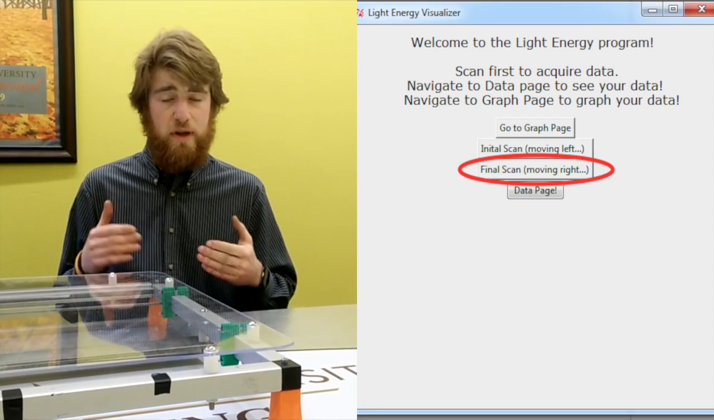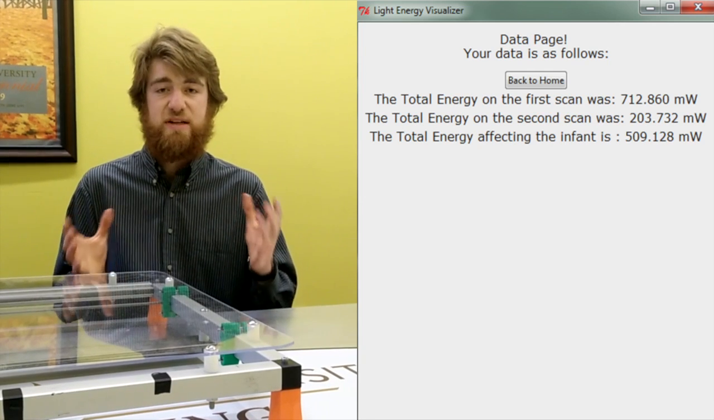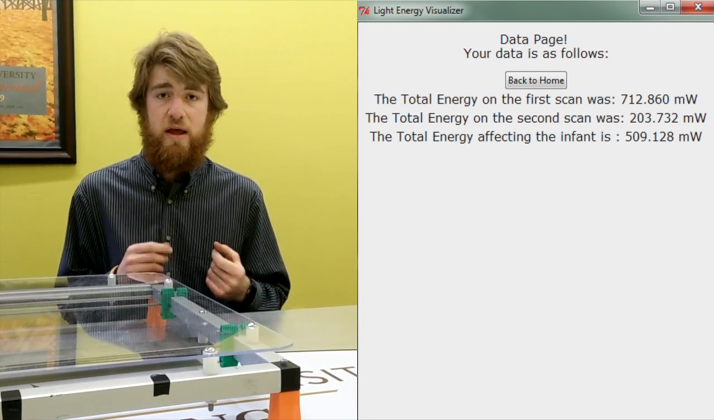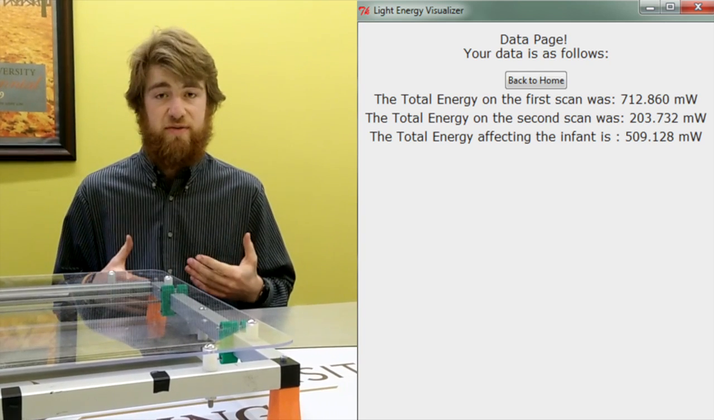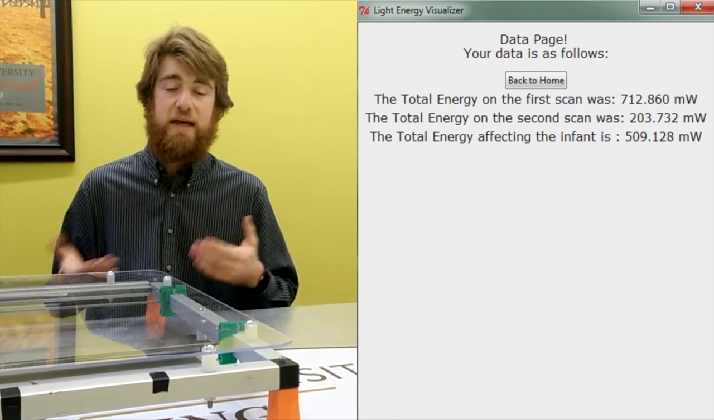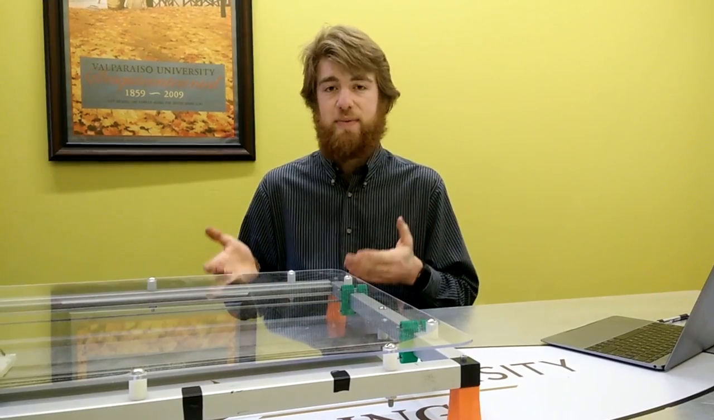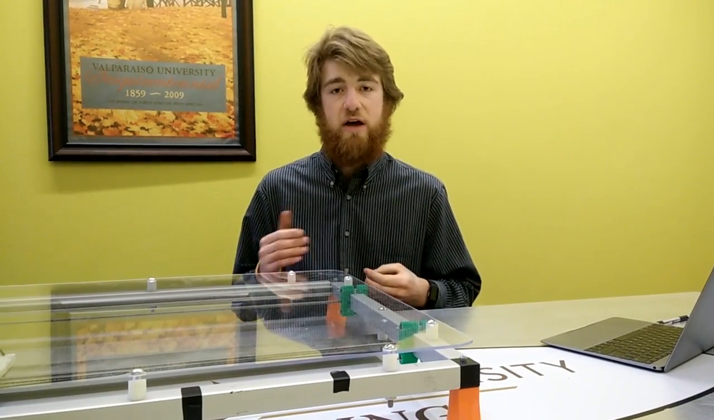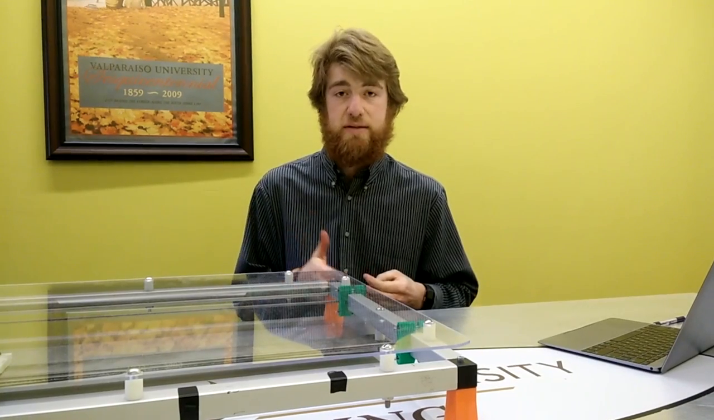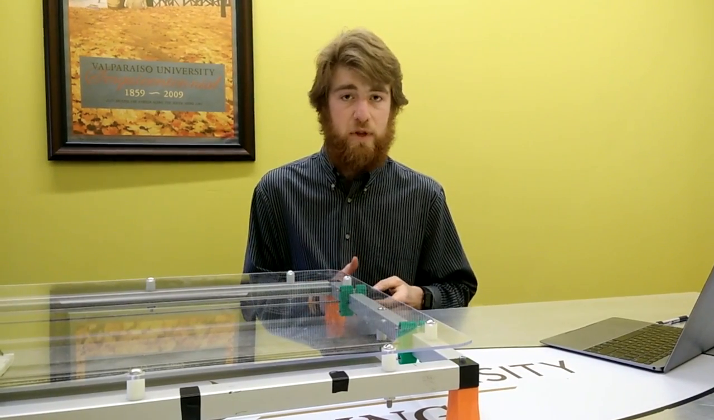Between the two scans, there's going to be a difference in light energy. The difference is the amount of light energy that is absorbed by the infant. Therefore, the scanner can then be taken out of the crib and the infant placed back in the same location, and we have a precise measure of how much light energy the infant is absorbing from phototherapy.